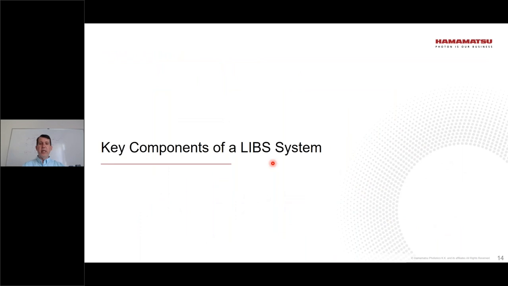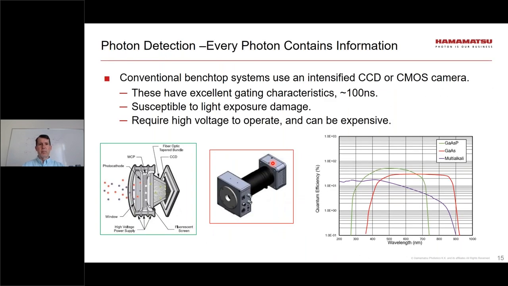So what are some of the key components of a LIBS system? So we looked at the formation of the plasma and the creation of photons as the plasma is cooling. So photon detection, and every photon contains certain information, and every photon really is important and needs to be counted. So in our detectors, we want to look for detectors that have high quantum efficiency, which is the detector's ability to convert photons into electrons or photoelectrons. And we want to make sure that the detector is gateable.